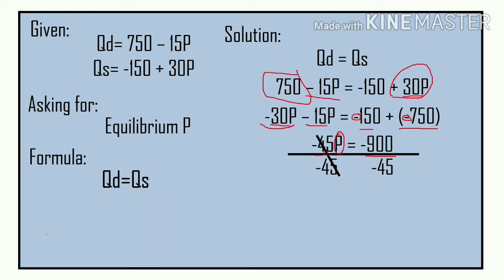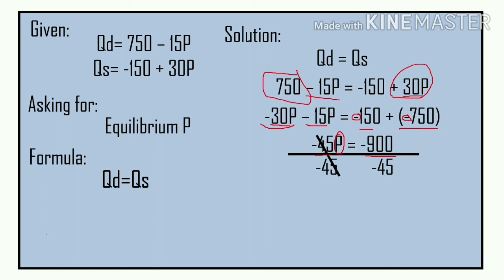And then, equals to, ang maiiwan na ngayon, i-divide natin, is yung negative 900 divided by negative 45. Ngayon, sa rule ng division, pag negative divided by negative is equals to positive. Pag positive naman divided by negative is equals to negative. Dito sa rule ng division, pag negative divided by negative is equals to positive.